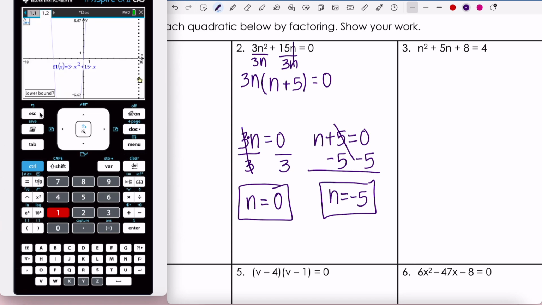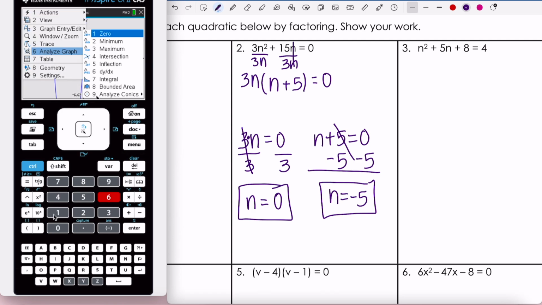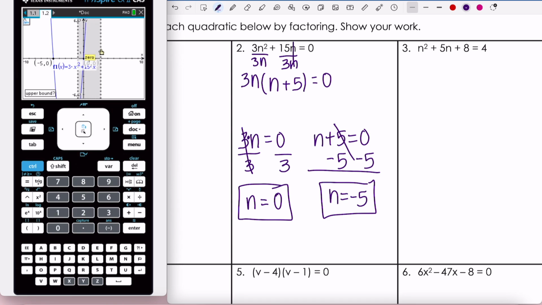And here I get this dash line pop up. I'm going to place this dash line on the left side, press enter, scroll over. I see that my first zero is at -5, 0. Again, pressing menu 6, 1 again, I see that my second zero is at 0, 0 as well. So that just confirms that both of my x's are correct.